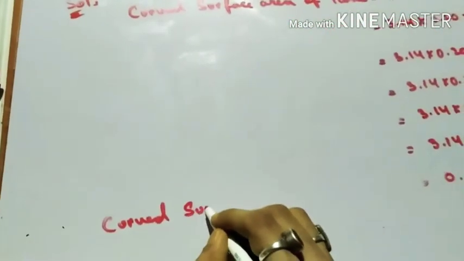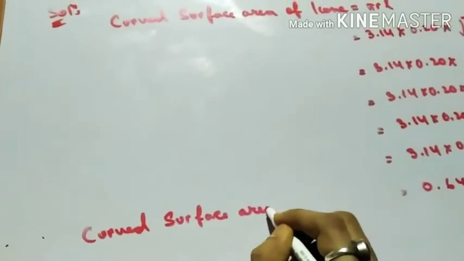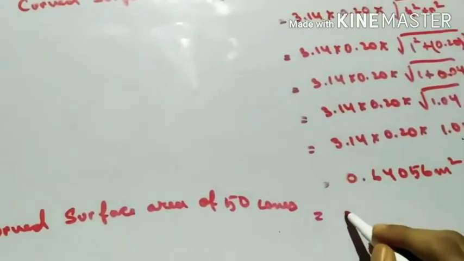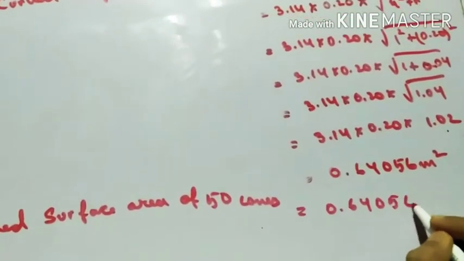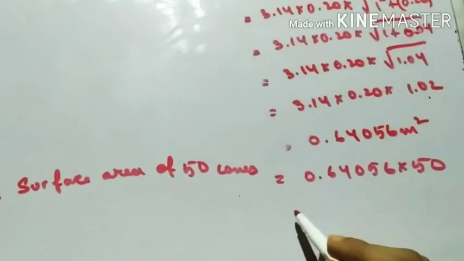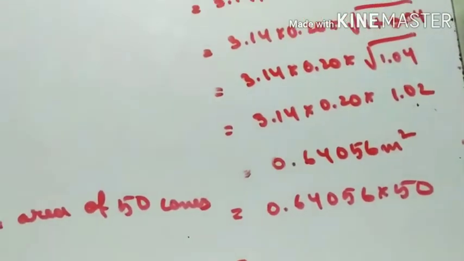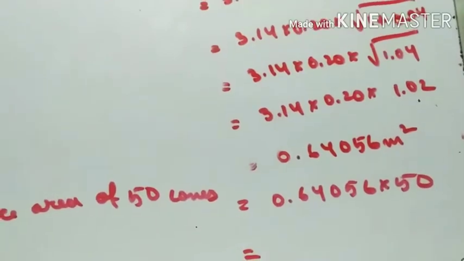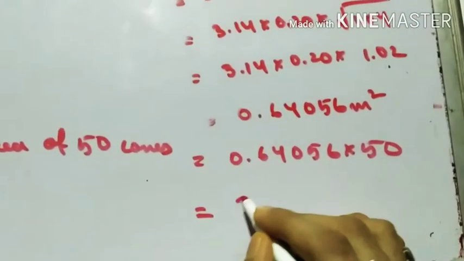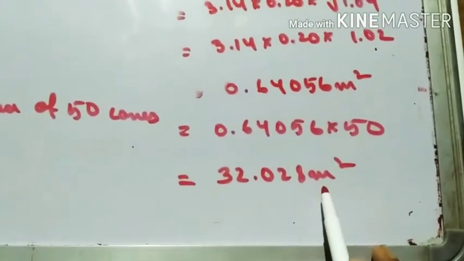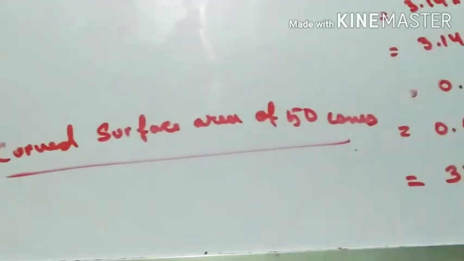So now I will find the curved surface area of 50 cones. Curved surface area of 50 cones is equal to 0.64056 into 50. If I multiply it by 50, how much will I get? I will get 32.028 meter square. This is the curved surface area of 50 cones.